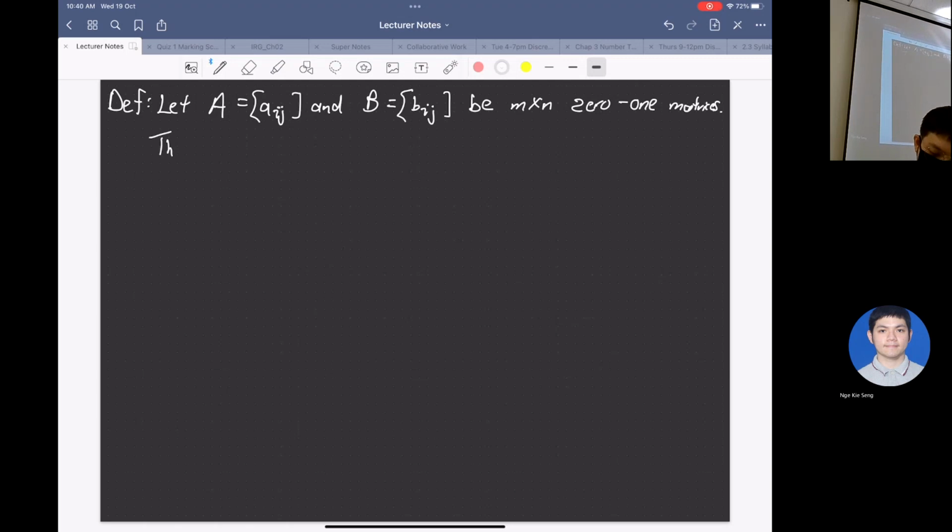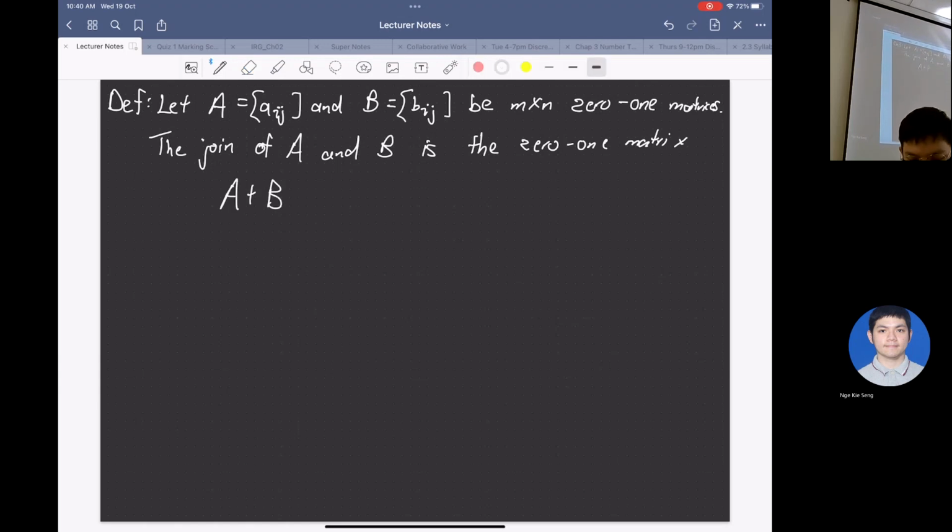So the join of A, B is another 0-1 matrix, but with entry Aij or Bij. Okay.